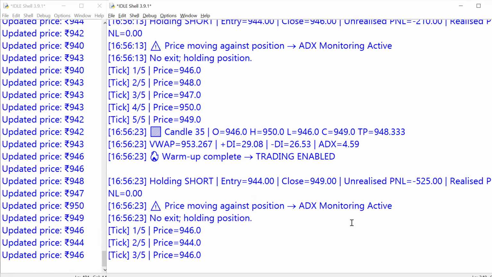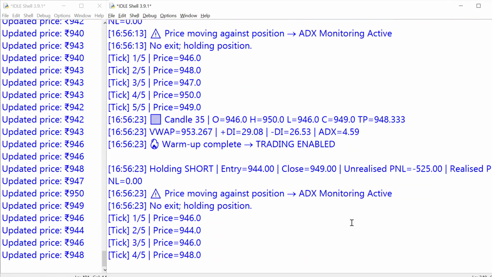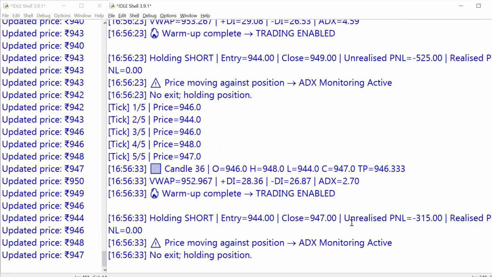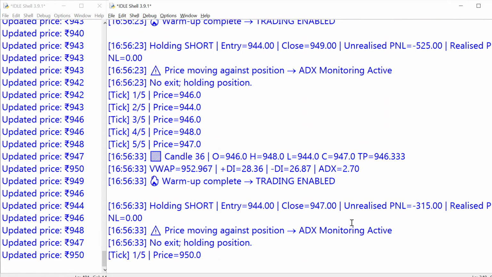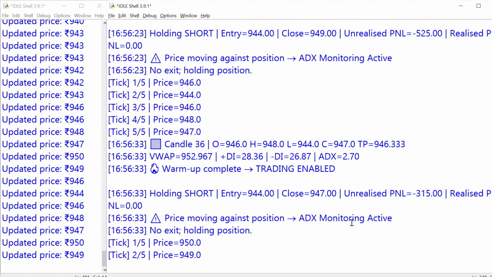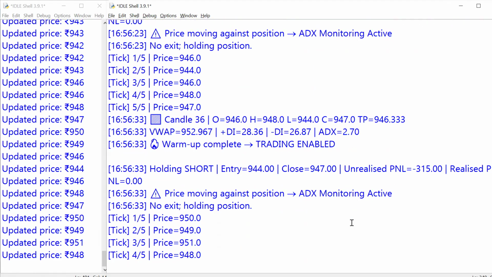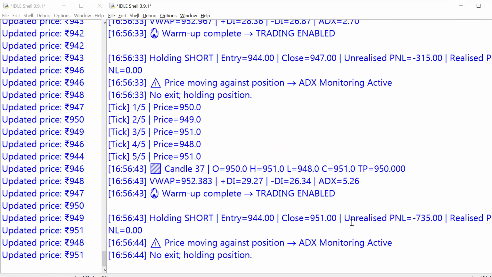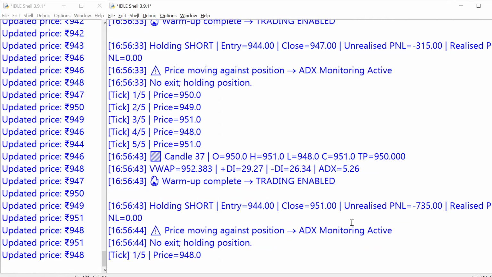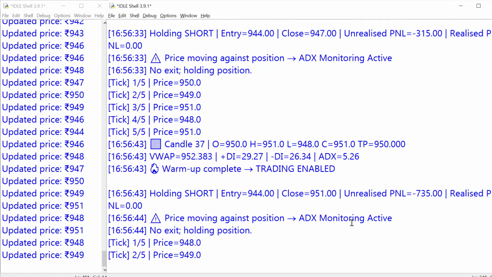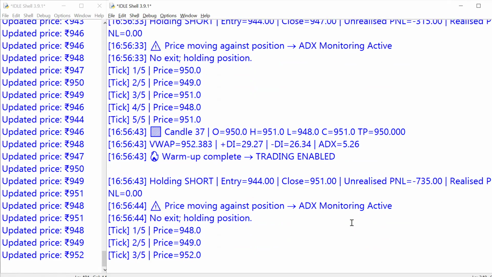The VWAP entry is still a short position. ADX is monitoring. ADX says, okay, the trend has still not changed. When the trend is going to change, I'm going to book a stop loss, or I will hold the position till the trend changes. It keeps on monitoring the position which has been taken by VWAP.